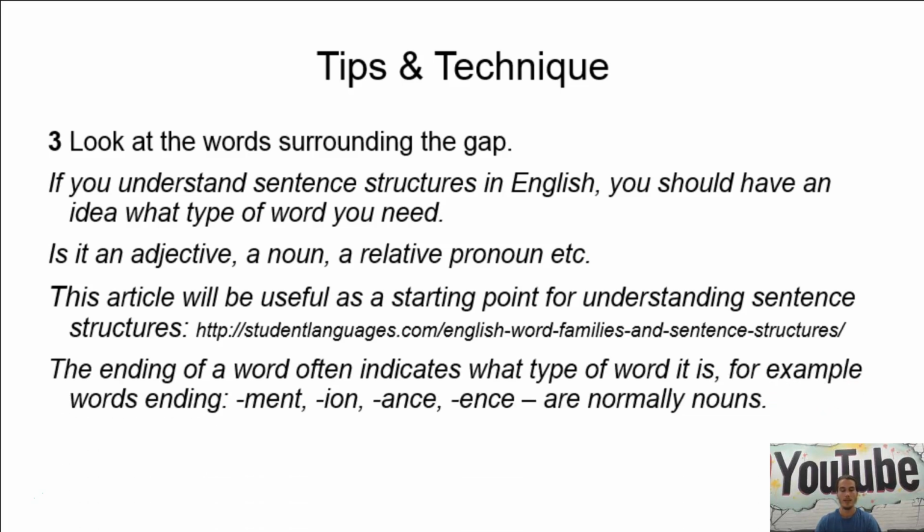And I say that the ending of a word often dictates and indicates what type of word it is. So for example, words which end in ment or ion or ants or ents are normally nouns. This is the type of information that will be really useful for you, because if you know that the word you need in the gap is a noun, because of the words before and after it, you can think, okay, now what type of noun ending do I need? Do I need a noun that ends in ment, or an ants, or an ents, etc.